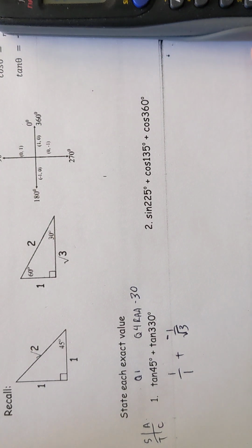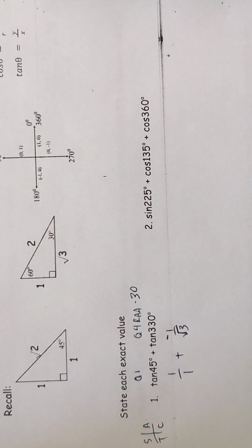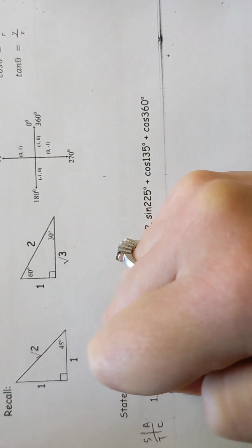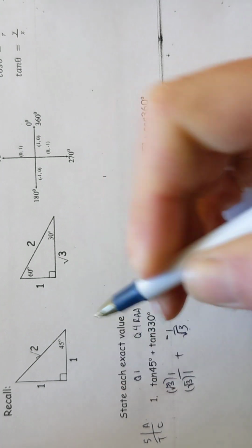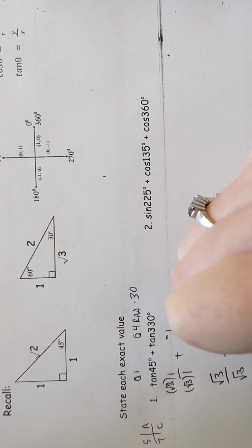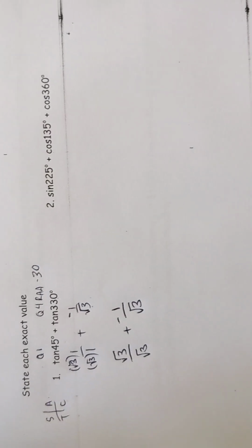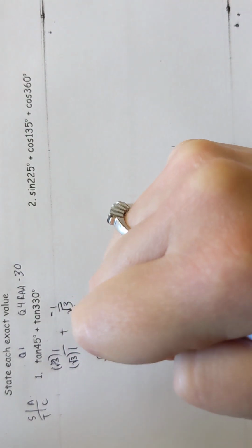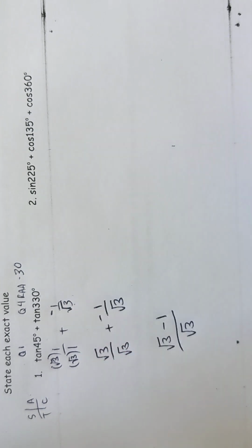Okay, now I get to add fractions with unlike denominators that are actually also rational numbers. So in order to add fractions, I have to have the same denominators. I have to have like denominators. My denominator that I'm going to use is root 3. So I'm going to multiply this first term by root 3 on the top and root 3 on the bottom. That's going to give me root 3 over root 3 plus negative 1 over root 3. All right, now that I have like denominators, I can combine those things. So I'm going to have root 3 minus 1 over root 3.